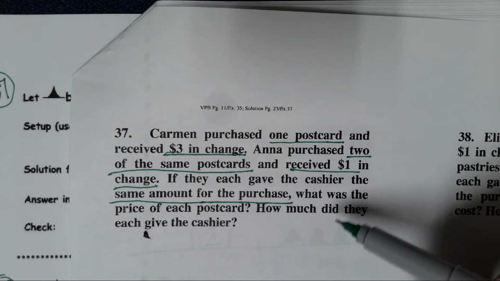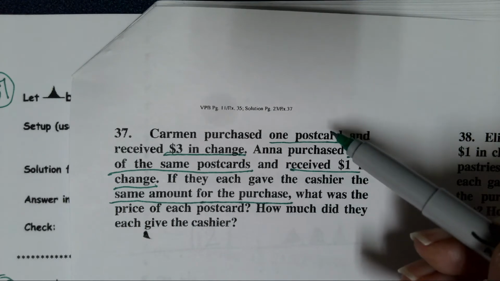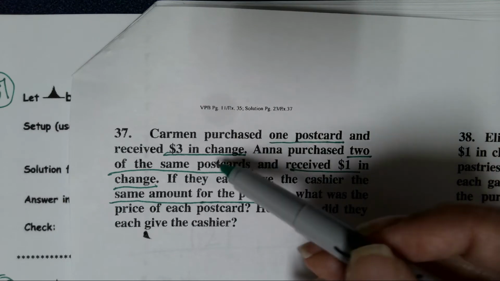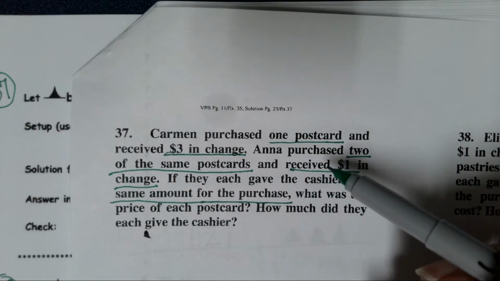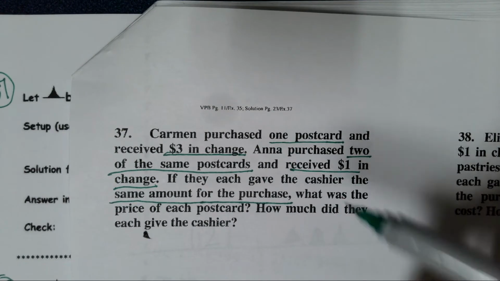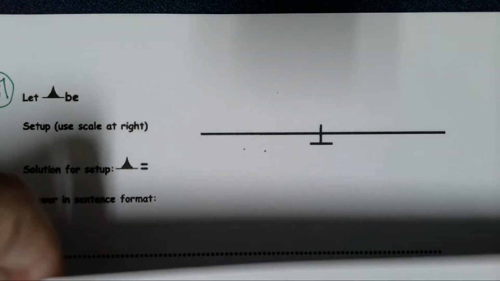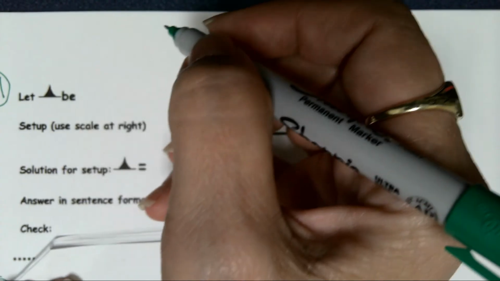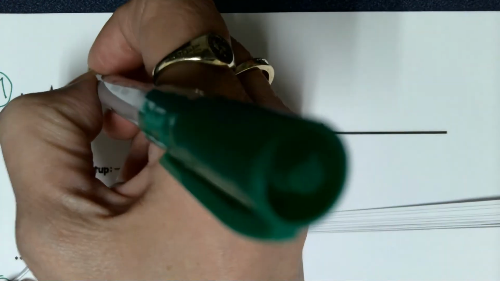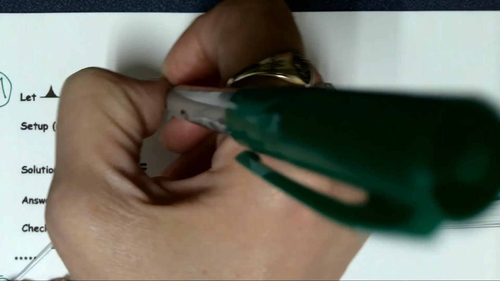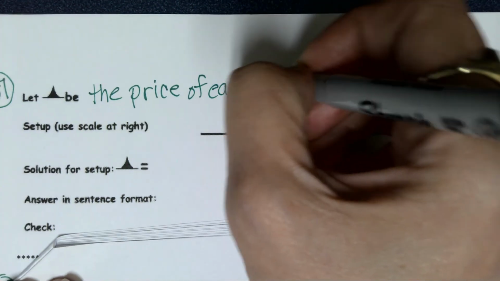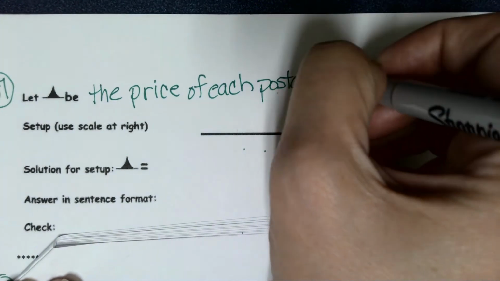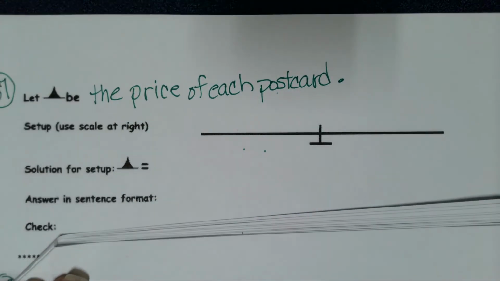So we need to think, what is our pawn going to be? Well, we're talking about these postcards that we don't know the value of. The change that they're given, we do know the value of. It was $3 for Carmen and $1 for Anna. So our unknown is the amount for each postcard. So we're going to let pawn be the price of each postcard. And then we're going to set up.